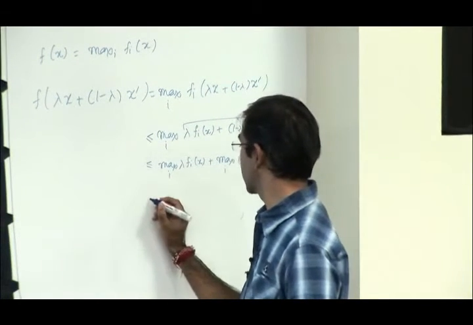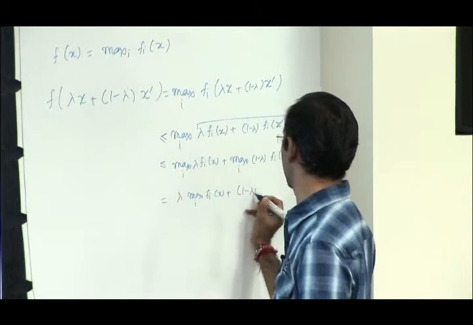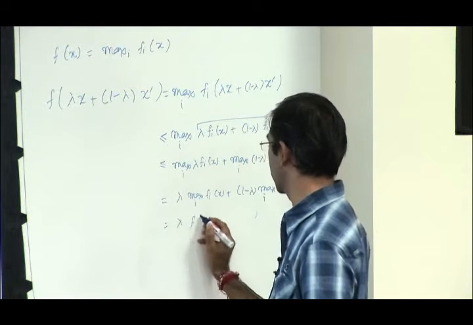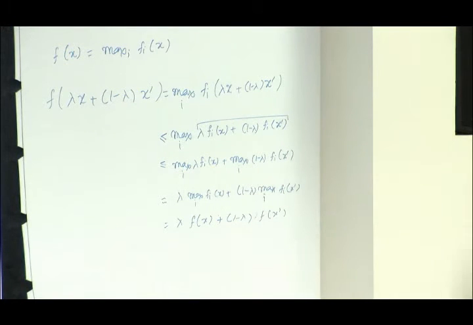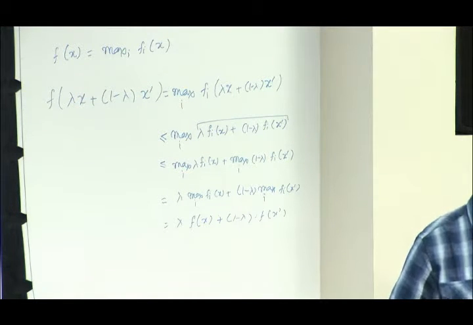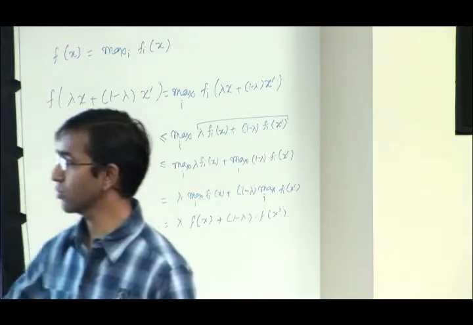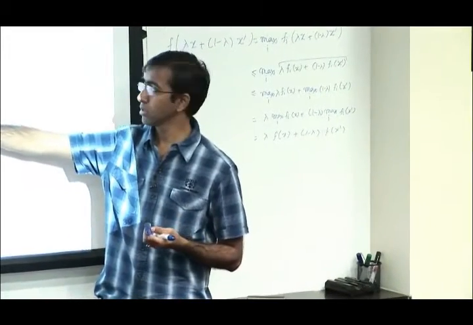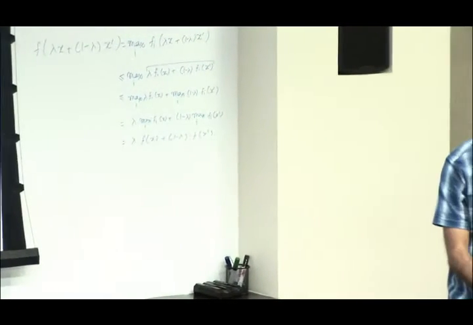And then this is just equal to lambda max of I fix plus 1 minus lambda max over all I fix prime, which is equal to lambda f(x) plus 1 minus lambda f(x prime). So that's why the pointwise maximum of convex functions is also convex. And then you can do many other things like composition with affine functions. So suppose g is a convex function and A is a linear transformation matrix, then g of Ax plus b will also be convex. Okay.